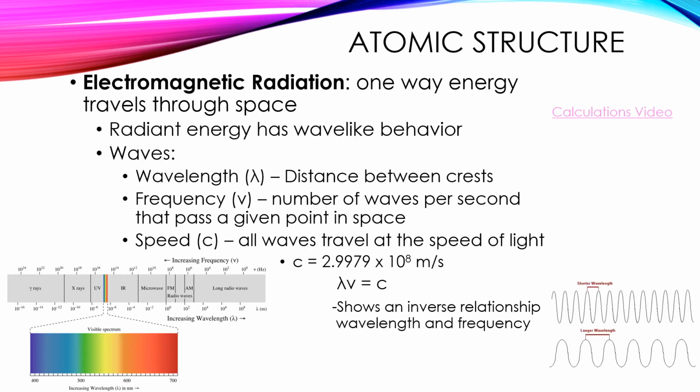In order to really start talking about electrons and more of our current model of the atom, we do have to make sure we understand what electromagnetic radiation is. Electromagnetic radiation is just the way that energy travels through space, and it has a wave-like behavior. Because it has a wave-like behavior, it's going to have a wavelength, which is the distance between two crests of a wave.